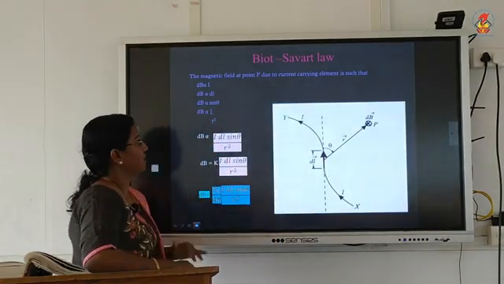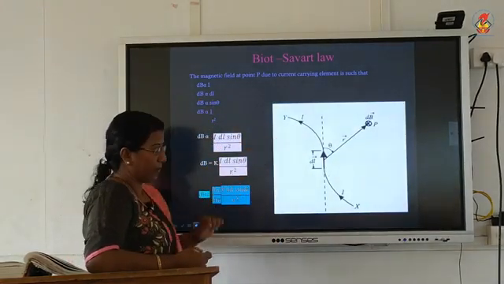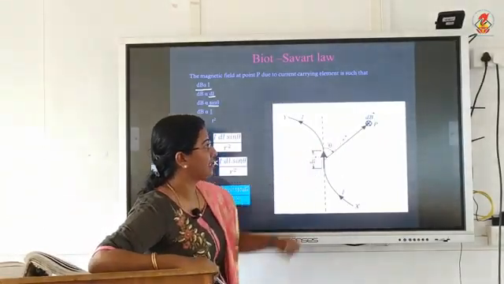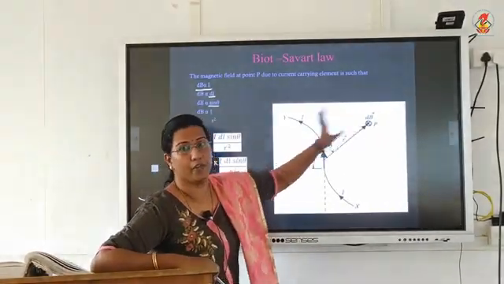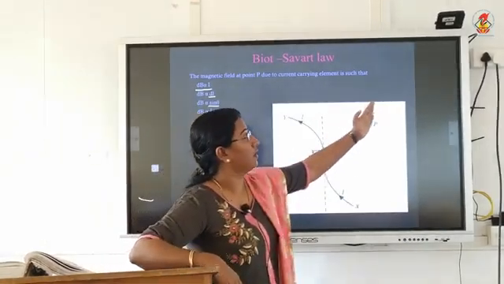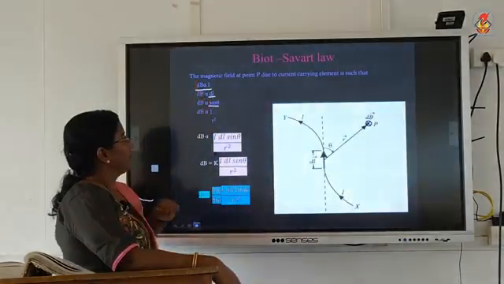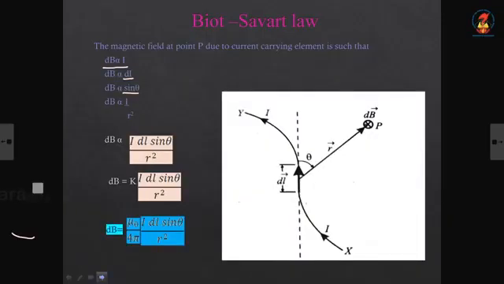Now, according to Biot-Savart, the magnetic field at point P is proportional to the current flowing through the conductor. It is proportional to the length of the current element. It is proportional to the sine of the angle theta between the current element and the displacement vector, and it is inversely proportional to the square of the distance between the current element and the point of observation, which means if the point of observation is further away, the field will definitely decrease. On combining all these, we get dB proportional to I dl sine theta by r square.